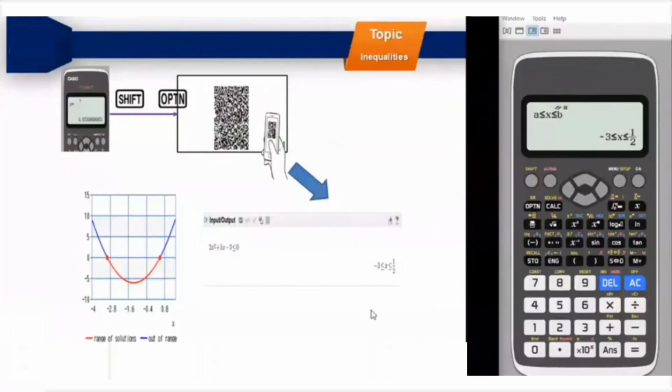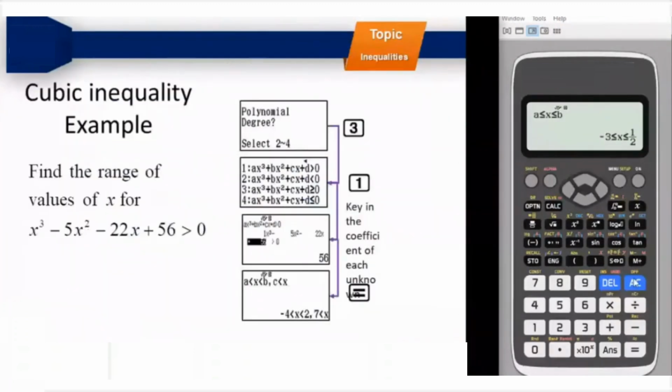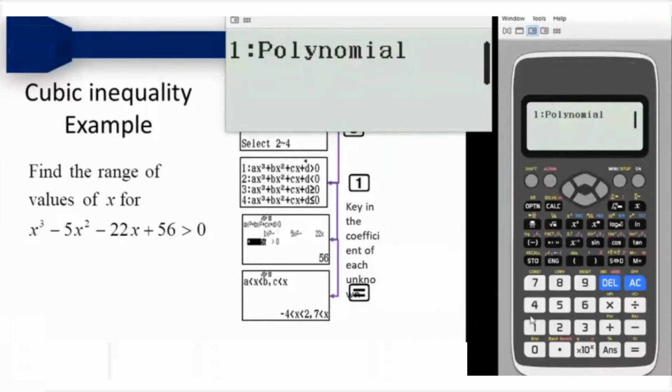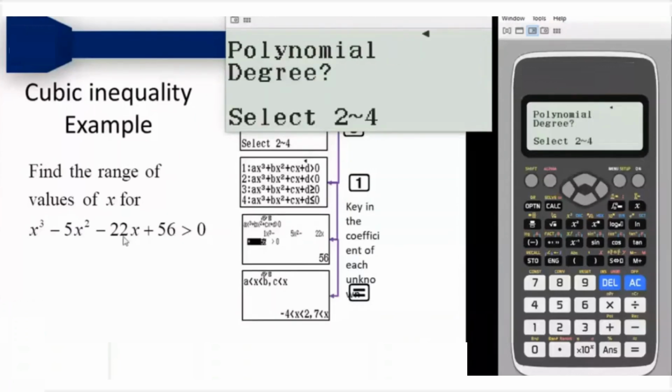Let's now look at a cubic inequality. What you will need to do is clear your screen and press the OPTN button, the option button. When you do so, it will ask you, is it a polynomial? Yes, it's a polynomial, obviously. So now you don't need to solve quadratic and cubic equations. You just need to solve the inequalities. So you will press 1, and this time on your screen, realize it's a cubic equation. So the degree of polynomial that you will select is 3.